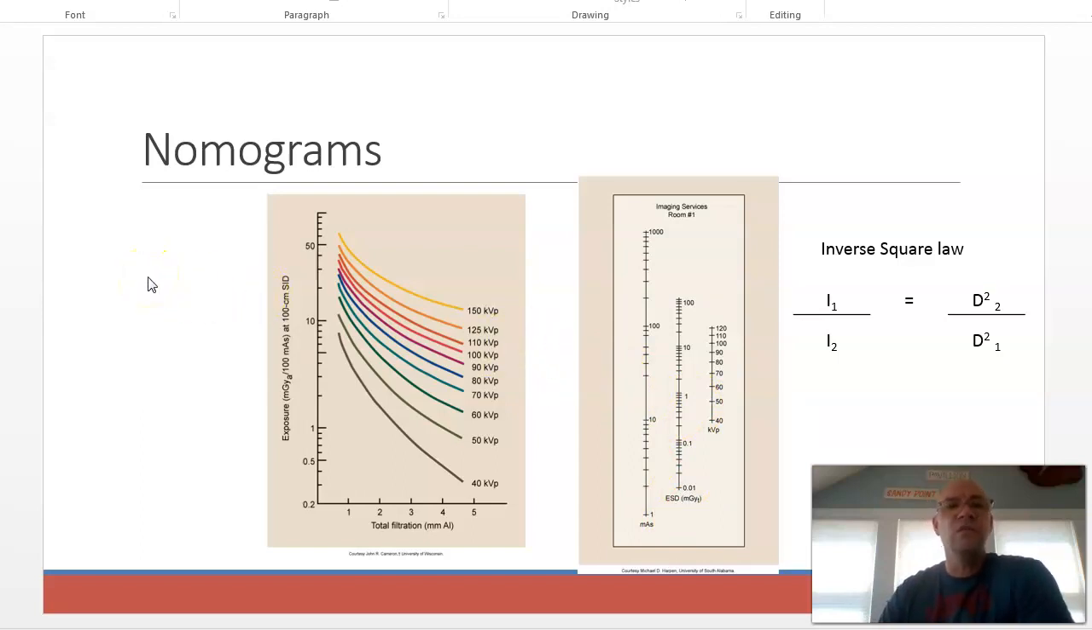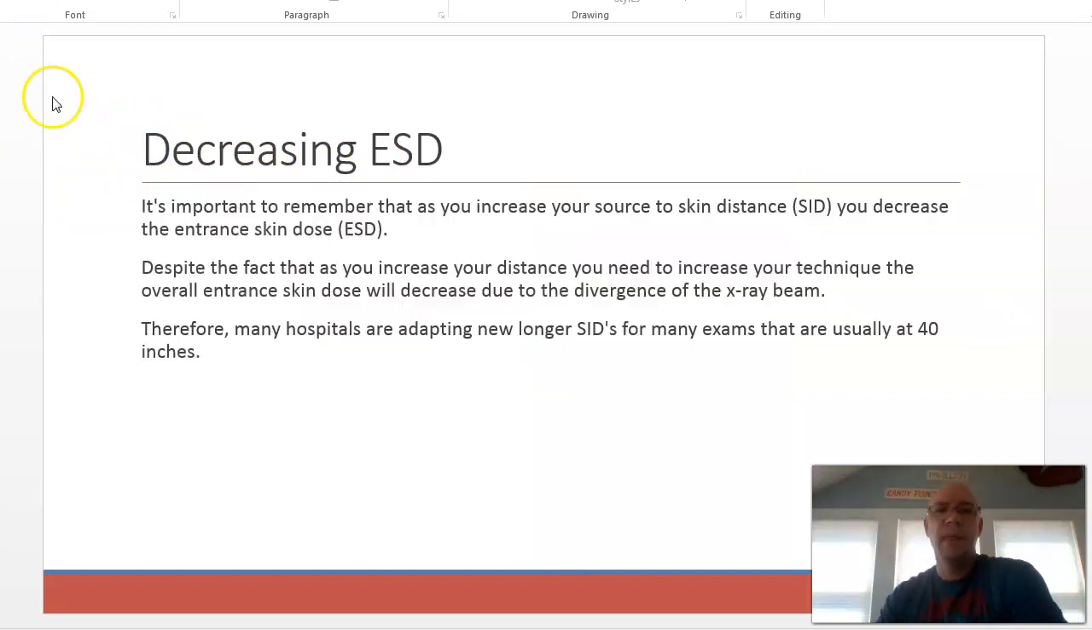You don't need to know too much about this just because you guys aren't medical physicists, but you should at least know what a nomogram is. It helps you get your entrance skin dose, and that's pretty much it. One thing you need to remember with entrance skin dose is that you can protect against that by having a larger SID. This is why we're looking at maybe changing SIDs of 40 inches and maybe going out to something like 54.